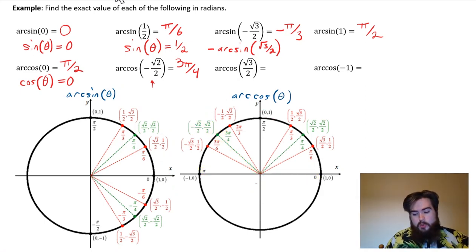For arc cosine of square root of 3 over 2, that ratio is positive. That means that we're just looking at quadrant 1. So in quadrant 1, where cosine equals square root of 3 over 2, that happens at pi over 6, where the x-coordinate there is square root of 3 over 2.